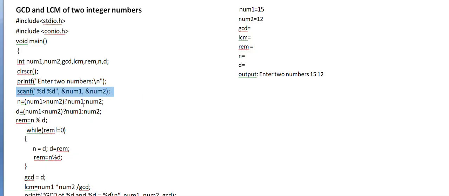Okay. So next thing, n1 is equal to num1 greater than num2. So why has this been taken? This has been taken because we can divide the value 15 by 5.